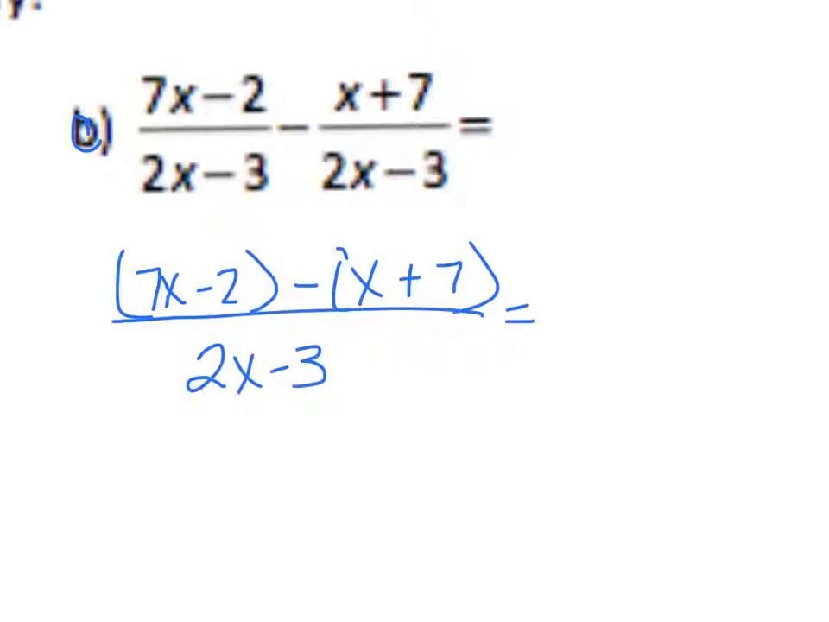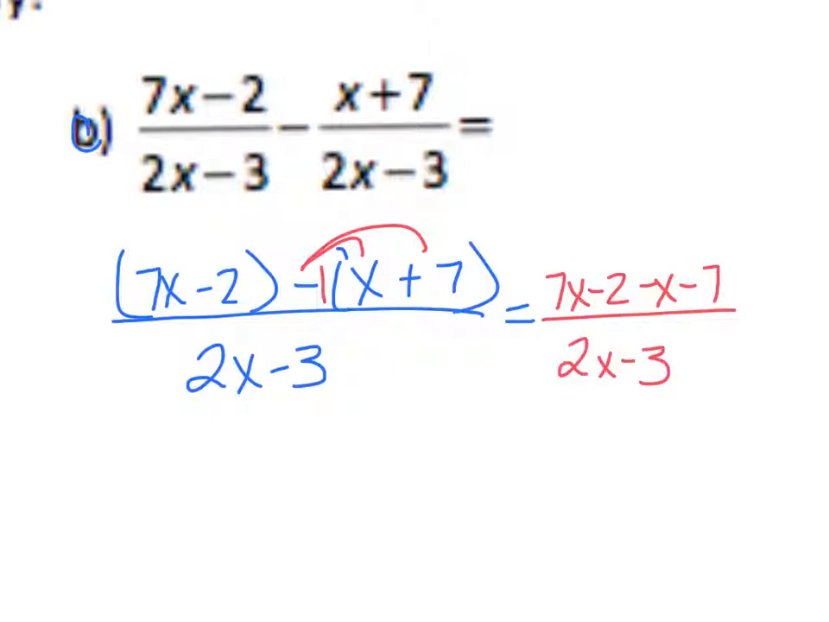Just subtracting the top. So like I was saying, you have to put that in parentheses because you will forget to distribute that negative, I promise. I don't want you to, but if you don't put in parentheses, chances are you're going to forget to distribute the negative. So now if I combine my like terms, I have 6x minus 9 over 2x minus 3.